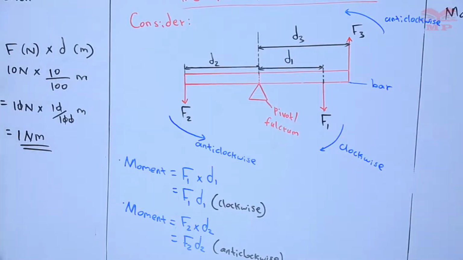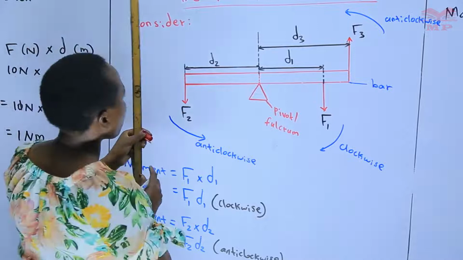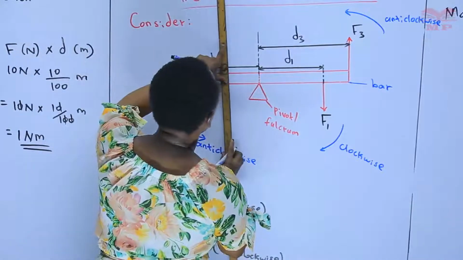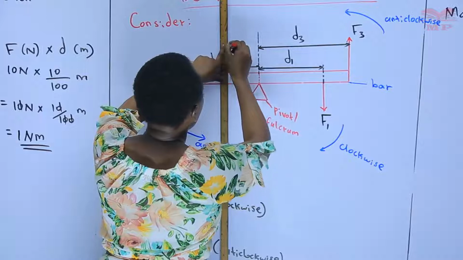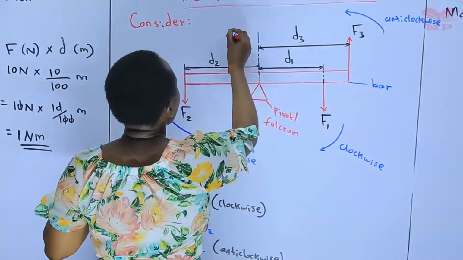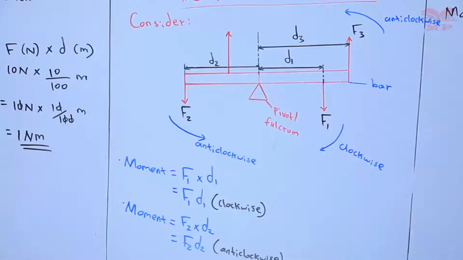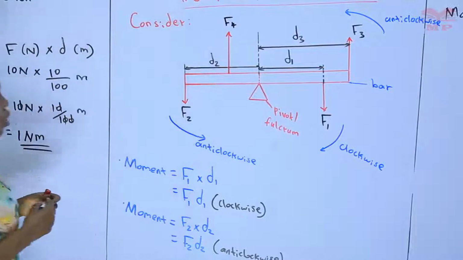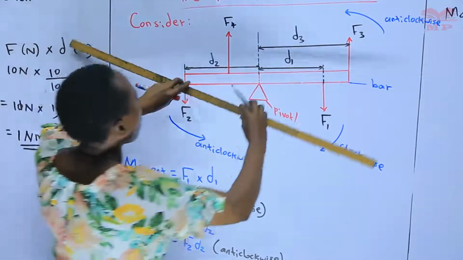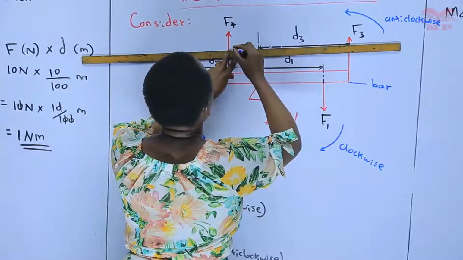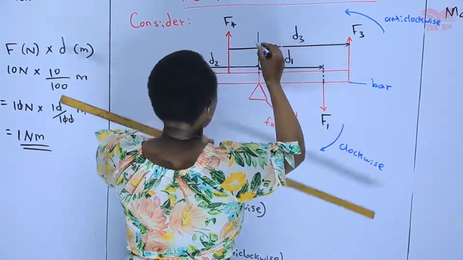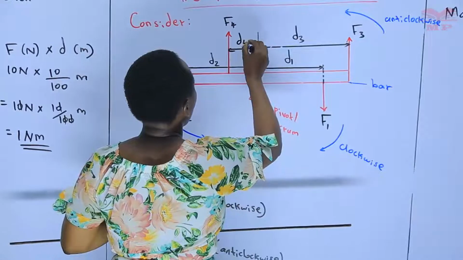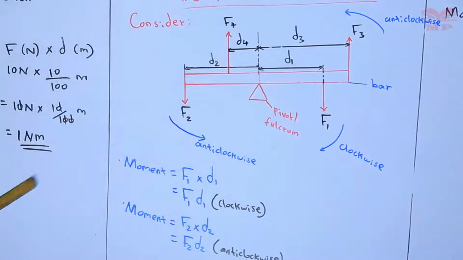Finally, we can add another upward force on this other side. So we can add the force somewhere here. So if we have the force here, we can now call it F4, since we have F3, F1, F2. And the distance, we can call it D4. This distance is D4.